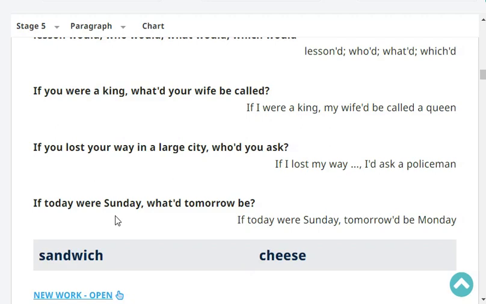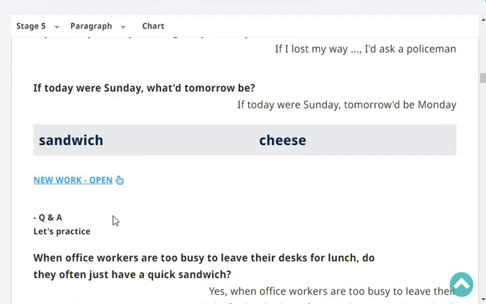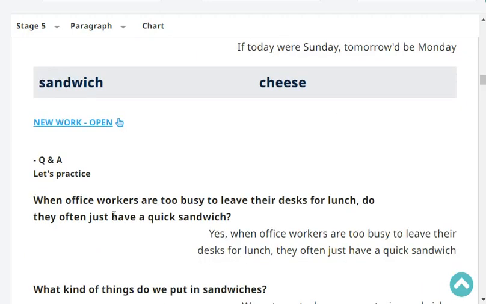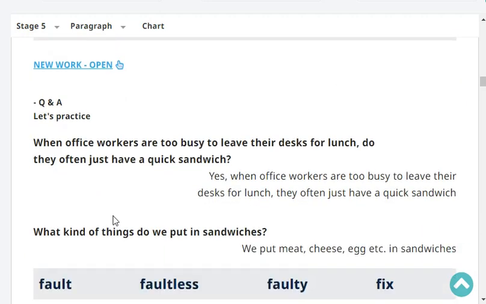If you lost your way in a large city, who would you ask? If I lost my way in a large city, I'd ask a policeman. If today were Sunday, what would tomorrow be? If today were Sunday, tomorrow would be Monday. Very good.